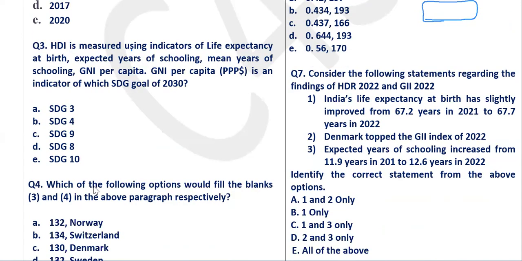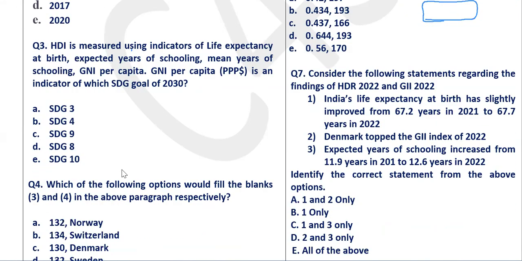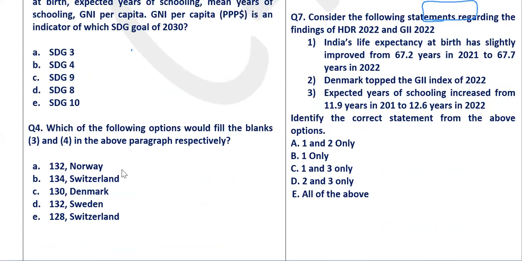Next, which of the following options would fill the blanks 3 and 4 in the paragraph respectively? What is the rank of India and which country has topped the index? Options are 132 Norway, 134 Switzerland, 130 Denmark, 132 Switzerland, Sweden, 128 Switzerland. Students, the correct answer is option B, 134 Switzerland. India has been ranked 134th out of 193 countries, and Switzerland has topped the index.